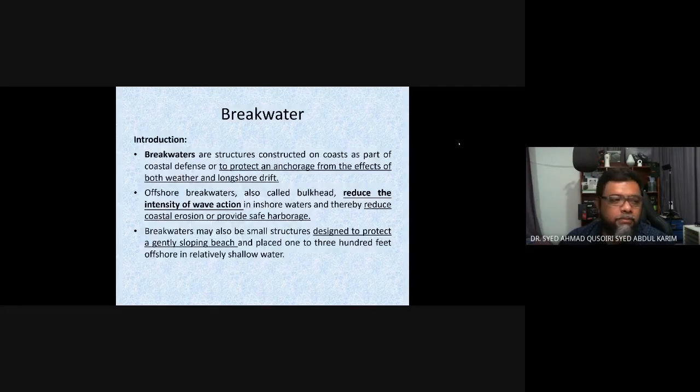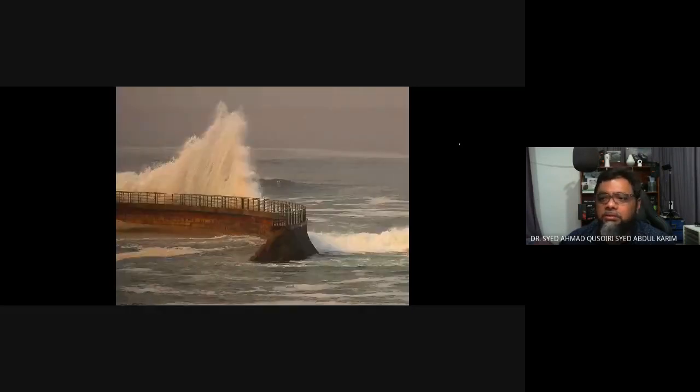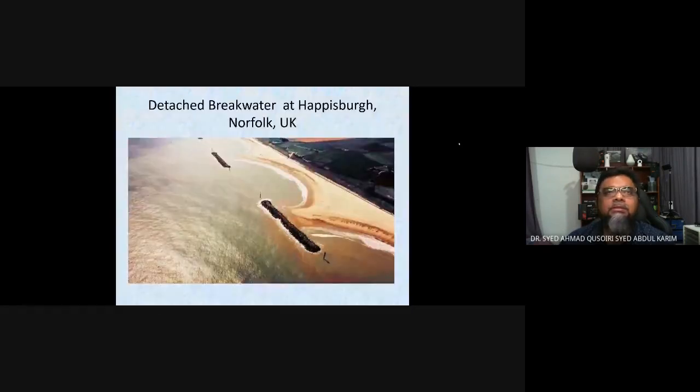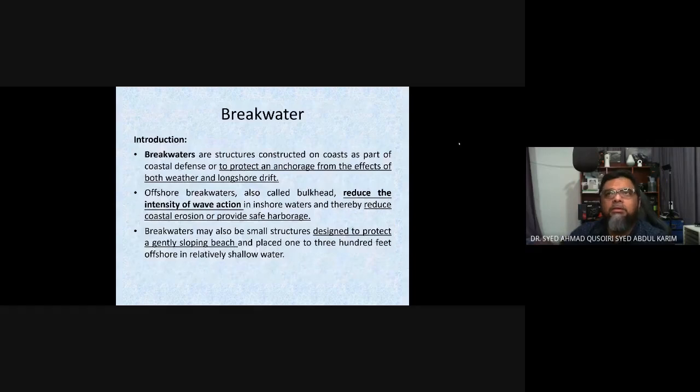So macam mana rupa breakwater? Breakwater is like this. Or this. Structures constructed on coast as part of coastal defense to protect and encourage from effects of both weather and longshore drift.